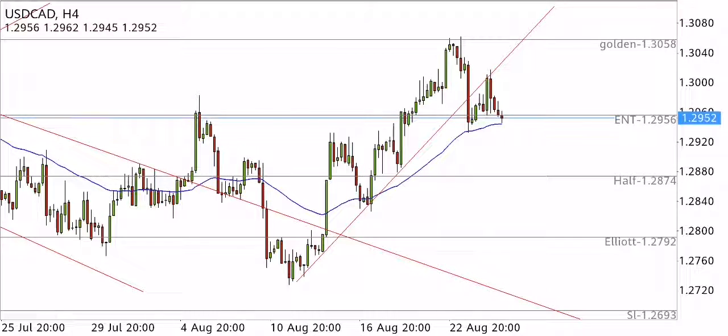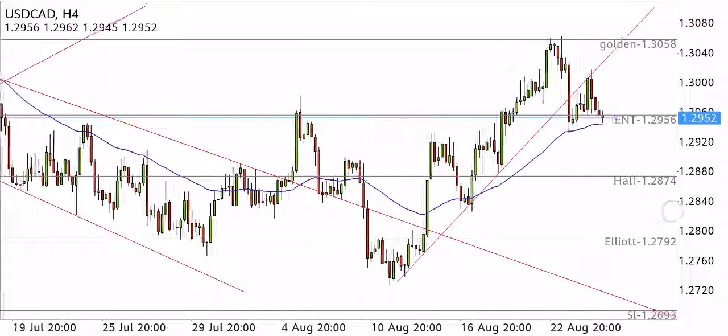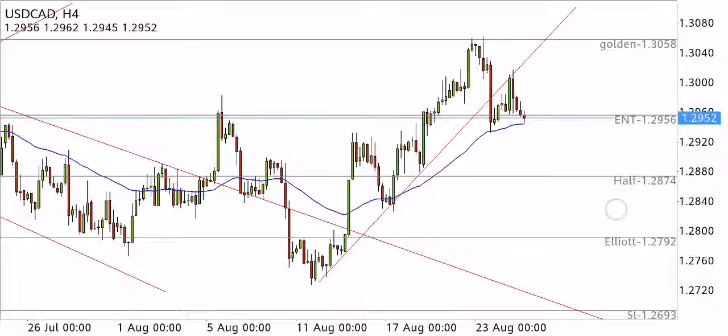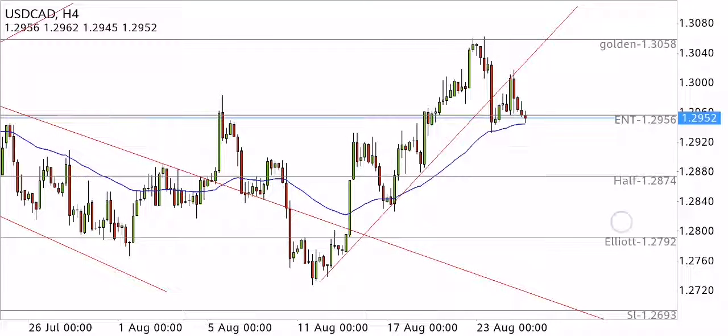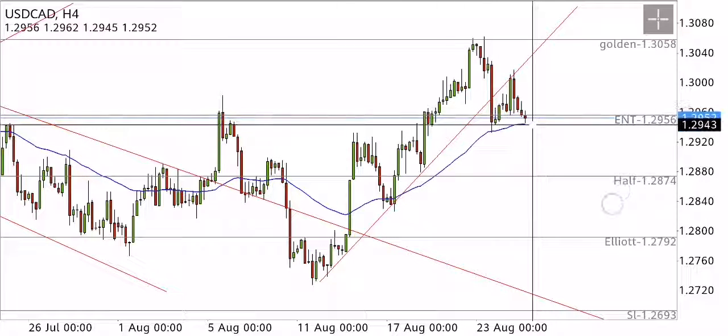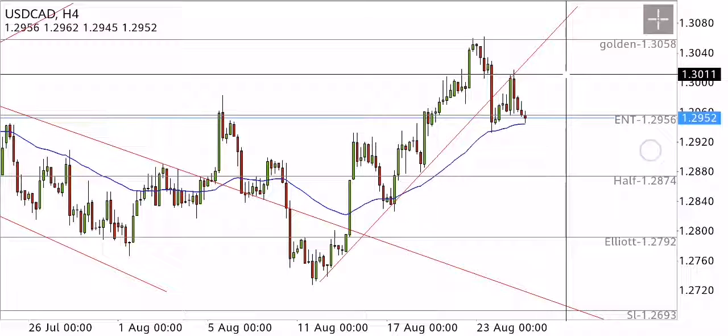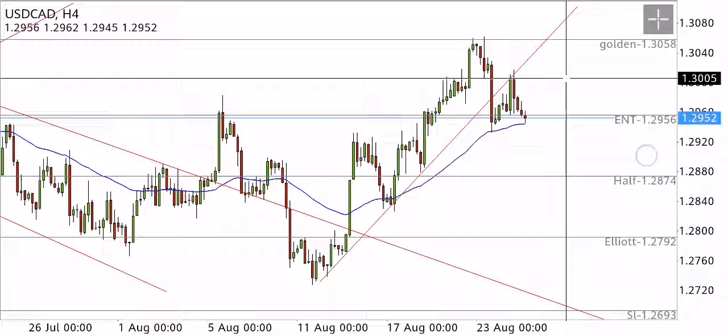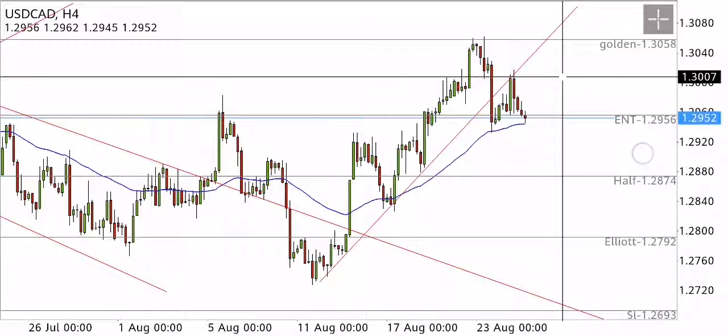Now take a look at the USDCAD currency pair. As all of you guys notice, the USDCAD currency pair is hovering near the 1.2960 support level, and overall the trend of the USDCAD is bullish. But how will you take the entry?